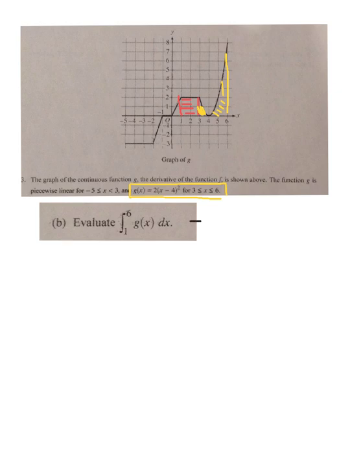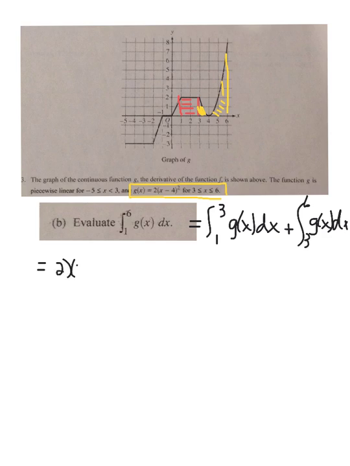So I'm going to split that up into the integral from 1 to 3 of g of x dx, and then the integral from 3 to 6 of g of x dx. Okay, so 1 to 3, I'm going to just bring it down over here. So 1 to 3, that's a square. The base is 2, the height is 2, so I know that the area of that space is going to be 4 plus.